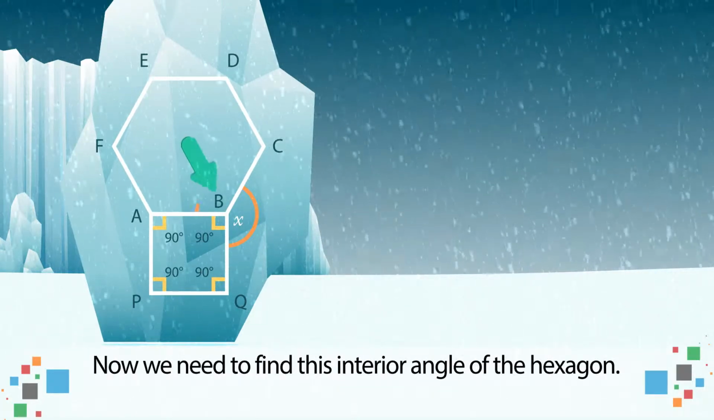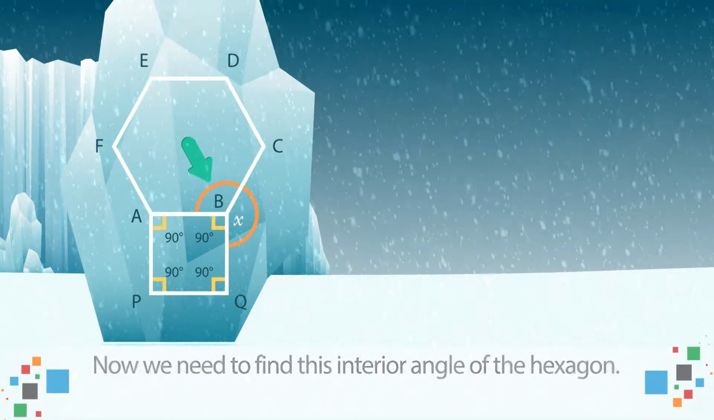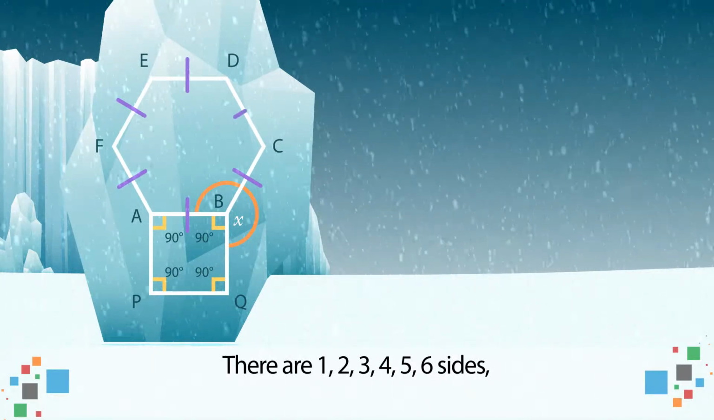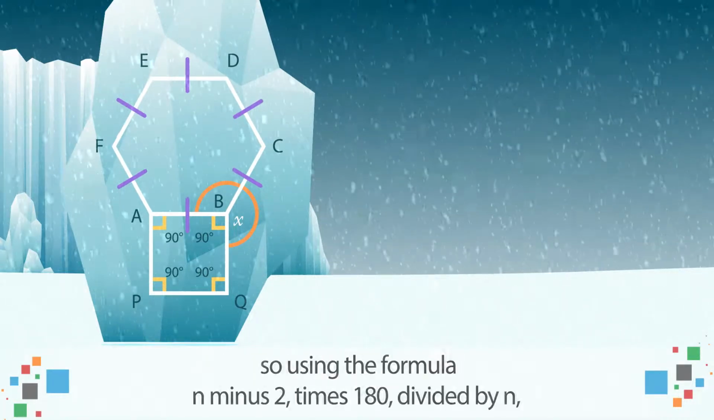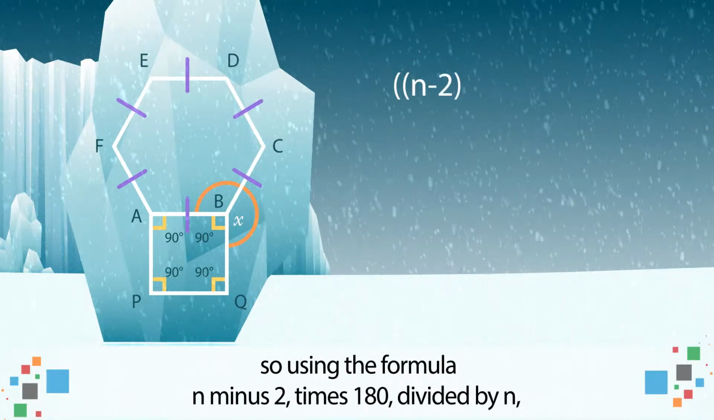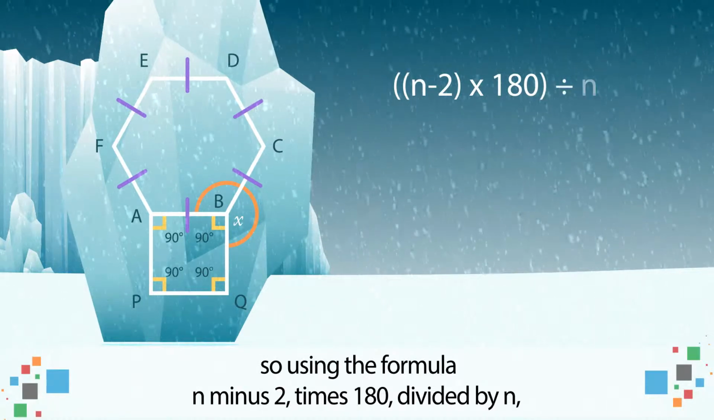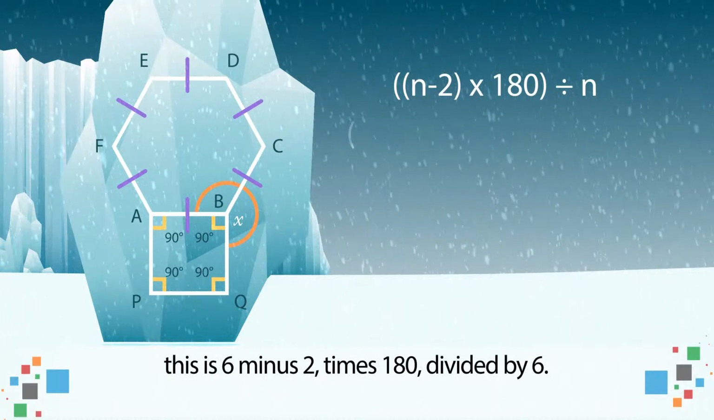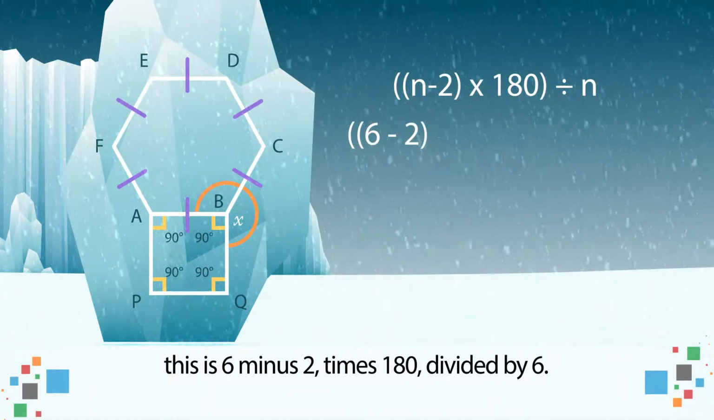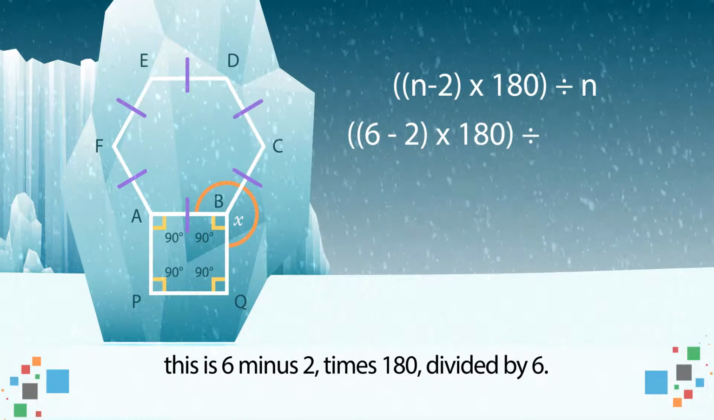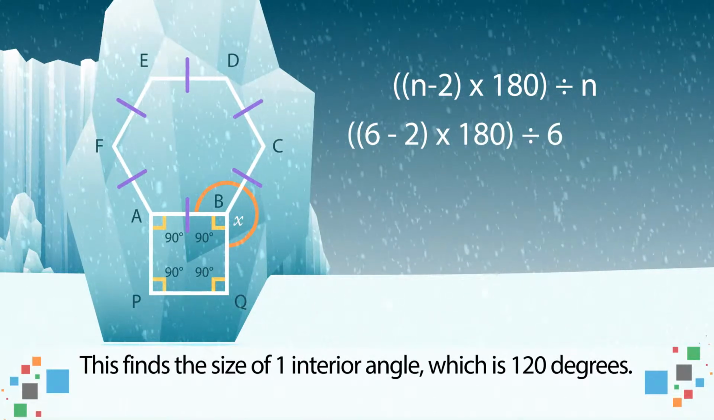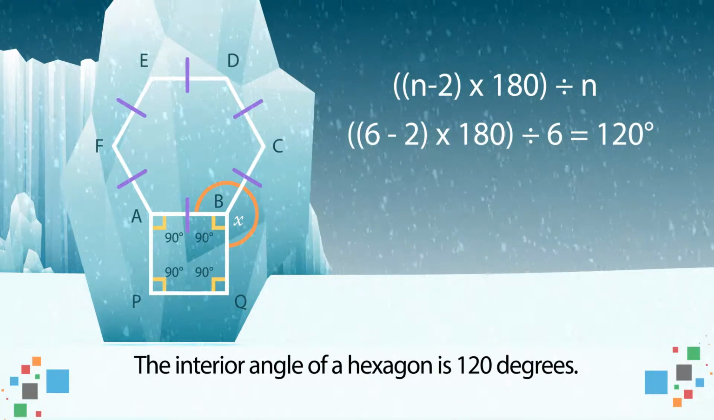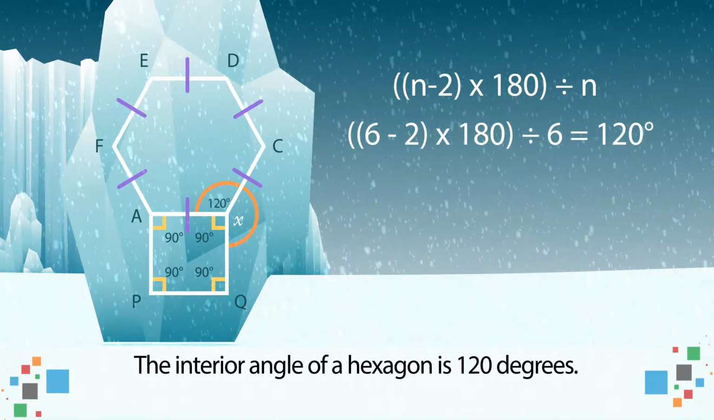Now we need to find this interior angle of the hexagon. There are 1, 2, 3, 4, 5, 6 sides. So using the formula n minus 2 times 180 divided by n, where n is the number of sides the shape has, this is 6 minus 2 times 180 divided by 6. This finds the size of one interior angle, which is 120 degrees. The interior angle of a hexagon is 120 degrees.